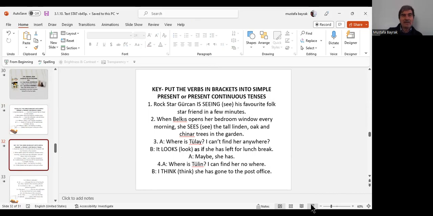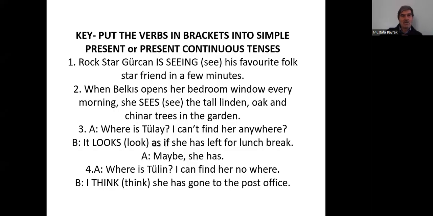Okay, anyway. Yes, now sentence two. When Belkıs opens her bedroom window every morning, she blank the tall linden, oak, and chinar trees in the garden. So she sees, simple present tense, okay? When Belkıs opens her bedroom window every morning, she sees the tall linden, oak, and chinar trees in the garden. She views, yes.